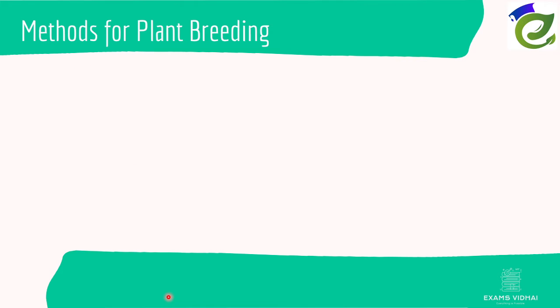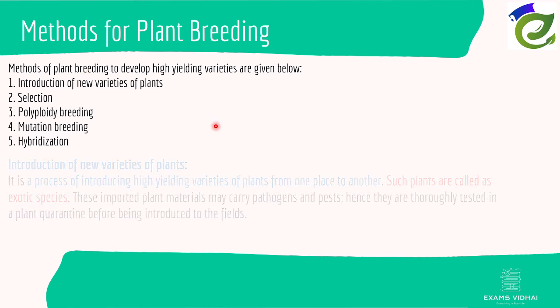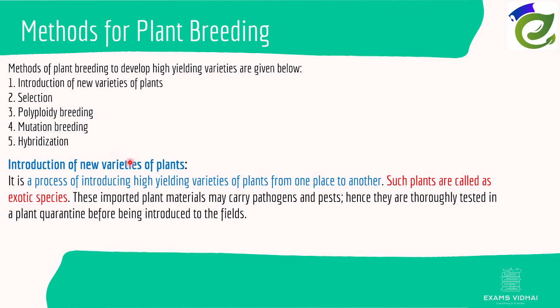Now for the methods of plant breeding, this is the next subtopic in plant breeding. We have mainly 5 important plant breeding methods: introduction to new varieties of plants, selection, polyploid breeding, mutation and hybridization. The first one is rather minute, so we'll finish it off in this slide itself. It's the process of introducing high yield varieties of plants from one place to another. Such plants are called exotic species.